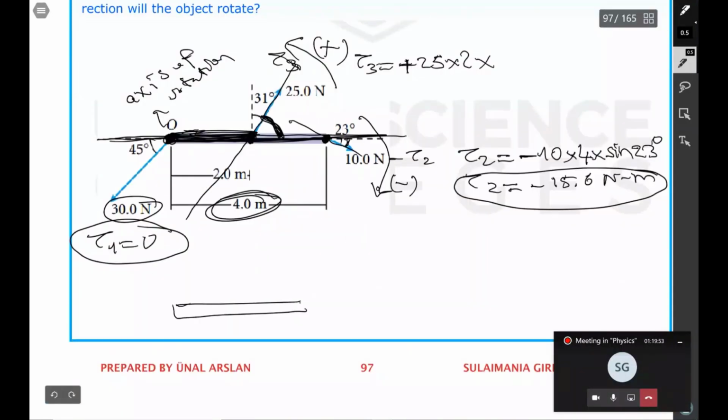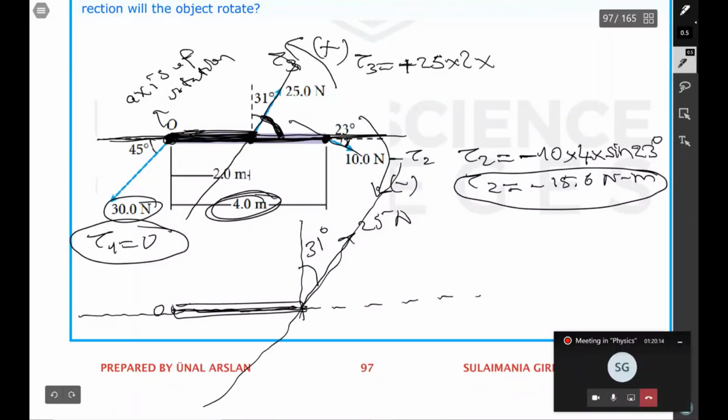This is the 25 Newton force acting like this. The question is giving you this angle as 31. But our angle is here, between the distance and the force. This is the distance. Always draw a line along the distance as long as possible. Draw a line along the force as long as possible. And then find the angle between these two, which is equal to 90 minus 31, which is 59 degrees. So this angle is 59 degrees.